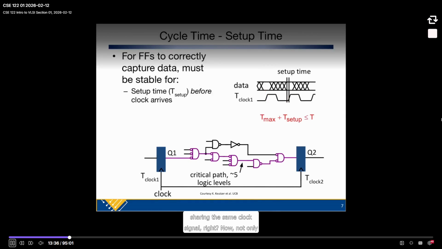Now, not only does it have to get there, but it actually has to get there a little early. When you arrive to a meeting, you don't want to show up on time when the meeting starts. You want to show up so you can have your seat, get set up, put on your headphones for Zoom, whatever. That's your setup time, right? You have to get prepared to do stuff. So you have to have some sort of setup time at the capturing flip-flop as well.